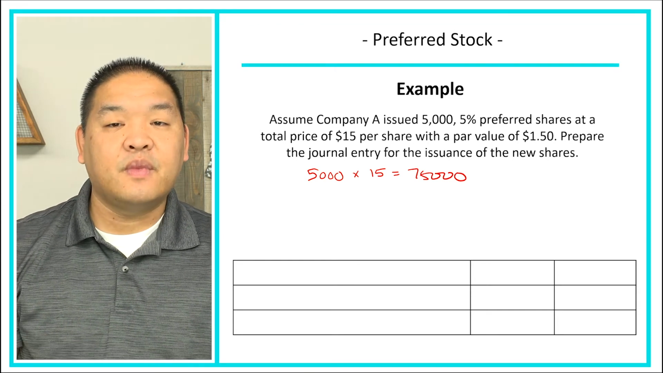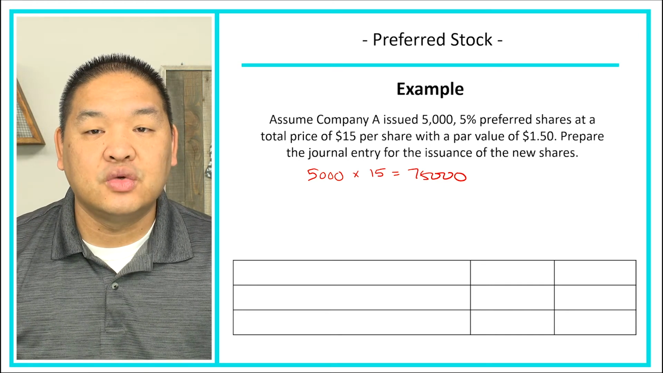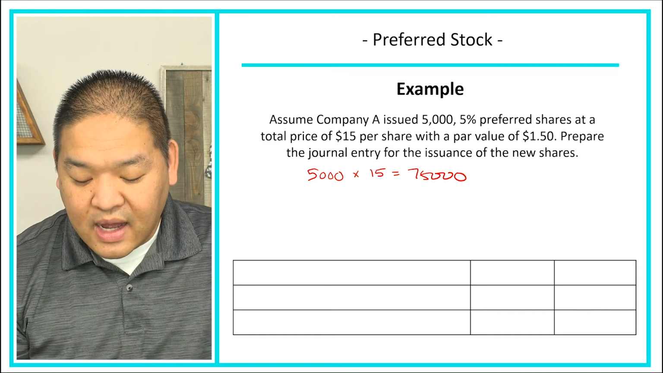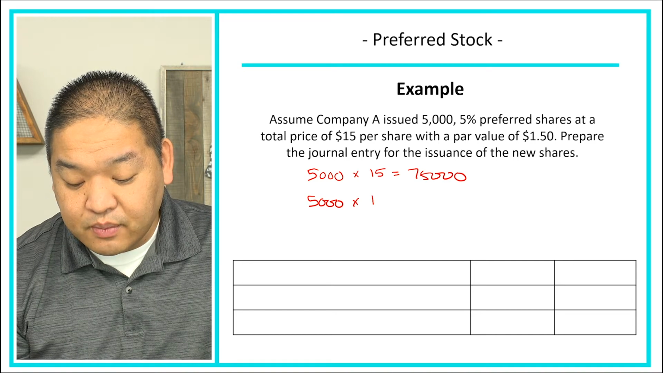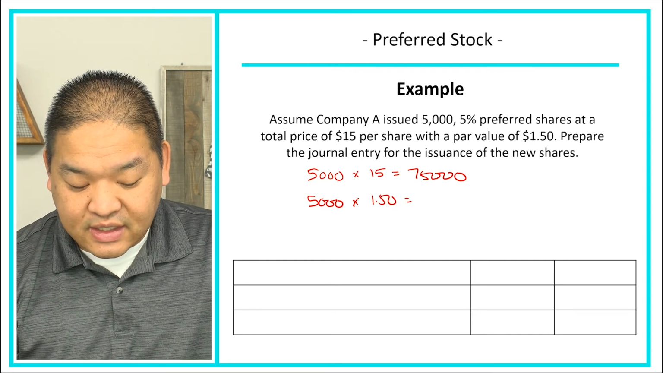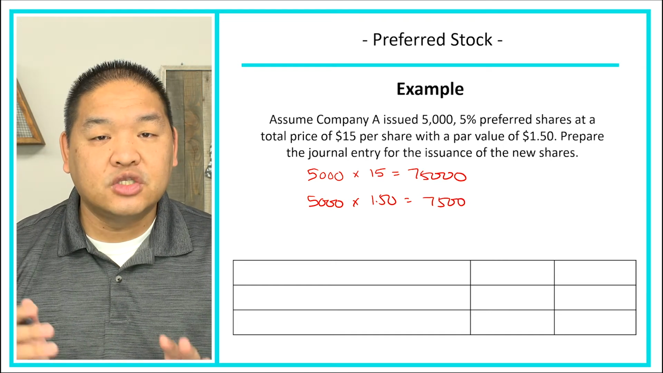$75,000. Then from there, we can do another intermediate calculation to figure out how much is going to go into preferred stock based on par value. So in this case, it's going to be 5,000 shares times 1.5 because that's what the par value is. And in this case, you're going to get $7,500. So once we have that, we can do the journal entry.